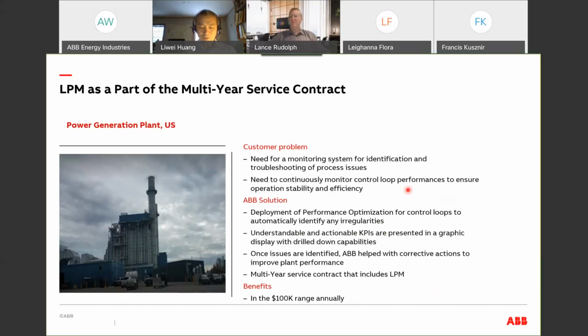So we implemented LPM solution, which includes automatic and continuous identification of performance issues, graphic displays with drill down capabilities to present KPIs that are understandable and actionable. And once the issue identified, ABB helped the customer with the corrective actions to address them. And like I mentioned, this is a multi-year contract to ensure improvement is sustained. The annual economic benefits are estimated at $100,000 range, resulting from engineering and energy savings.